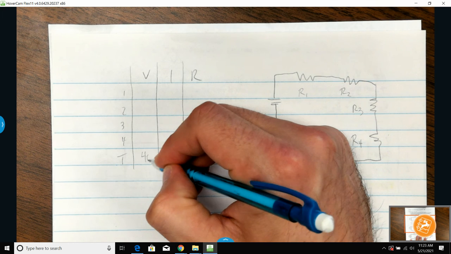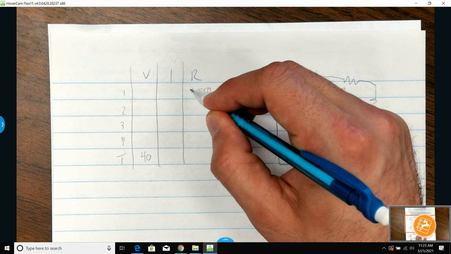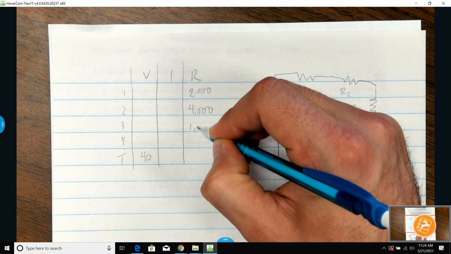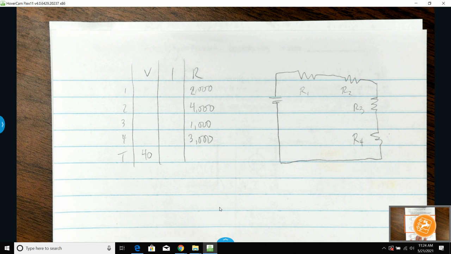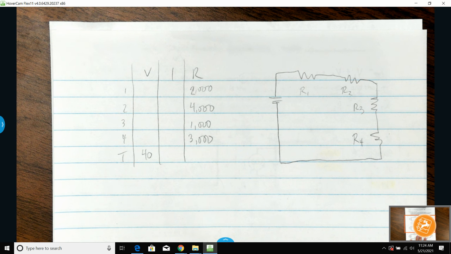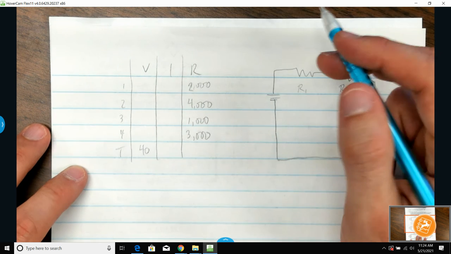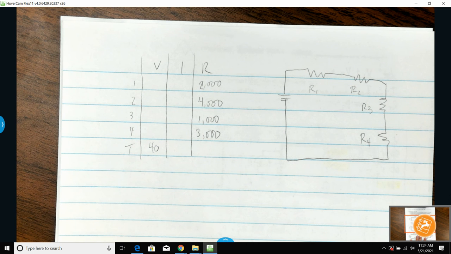They gave us the total voltage was 40. What was the first resistor? 1,000. 2,000. Then 1,000. All right, so that would correspond to these here: 2,000, 4,000, 1,000, 3,000, 40 volts. So to find the total resistance, RT, from our rules that look like this.